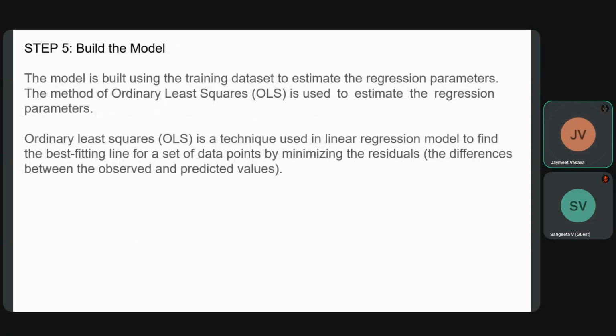Then building the model. The model is built using the training data set to estimate the regression parameters. The method of ordinary least squares, which is OLS, is used to estimate the regression parameters. Ordinary least squares is a technique used in linear regression models to find the best fitting line for a set of data points by minimizing the residuals, the differences between the observed and the predicted values.